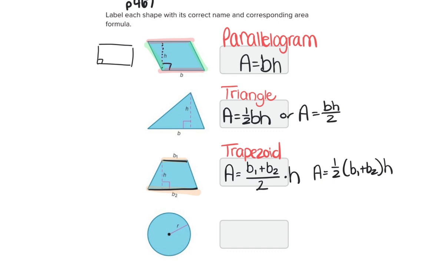Either one is acceptable. And then finally, we have a circle. To find the area of a circle, our formula is pi times the radius squared. And we will generally be asked to round pi to 3.14. So you may also see A equals 3.14 times the radius squared. Make sure you've got these down because we're going to be using these quite a bit on the next few slides.